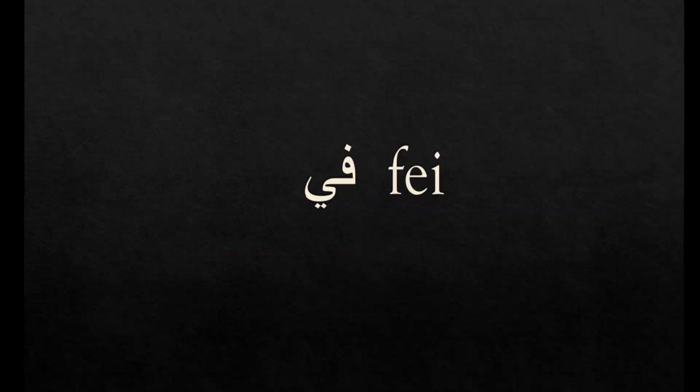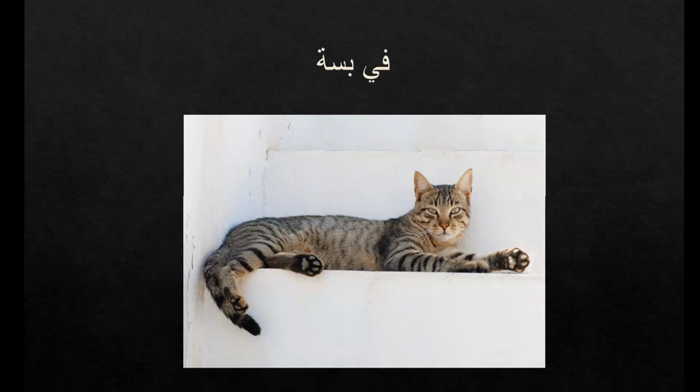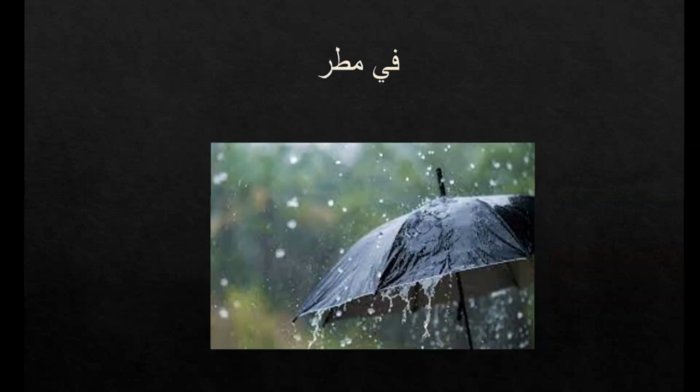Today I want to teach you how you can say there is, there are. So we have fi, it means there is, there are. For example, fi bisse, there is a cat. في مطر, there is a rain. So مطر, rain. في مطر.